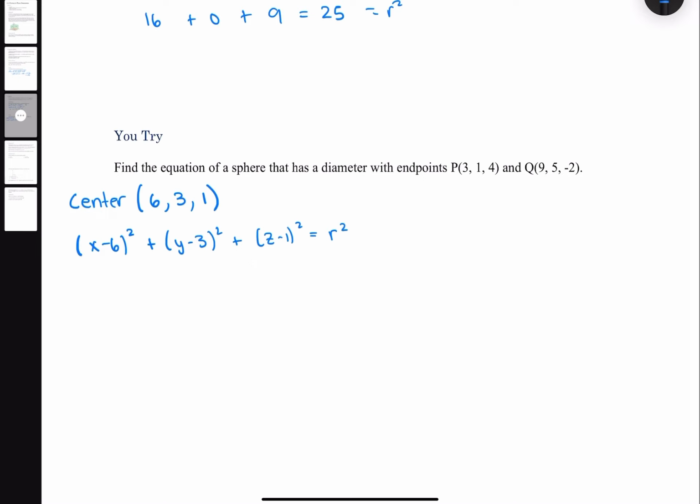Now, if we want to find our r squared value, we could find the length of the diameter divided by 2, or we could just substitute in either point and it's going to give us r squared. So let's do that.